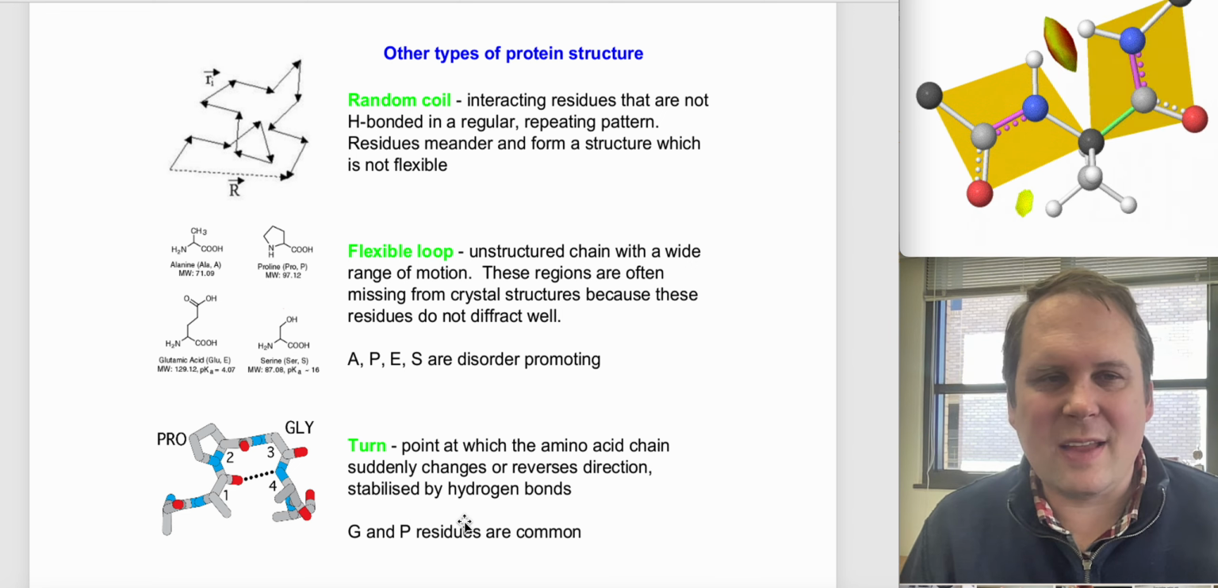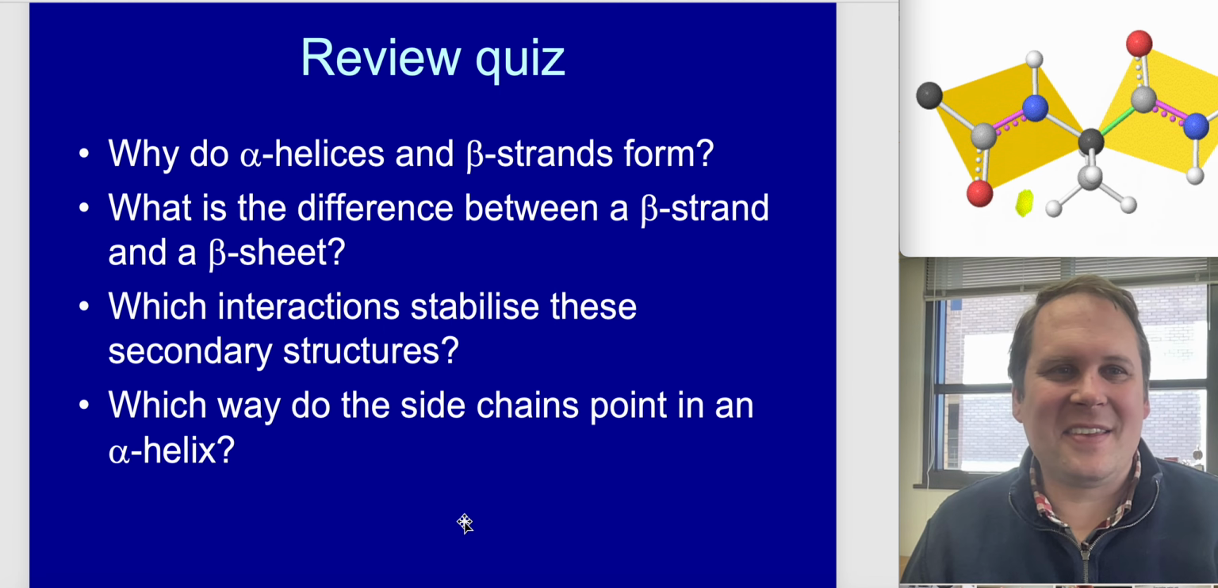Flexible loops can sometimes become rigid when they bind to and hydrogen bond with the right protein. So they can be like a key that won't unlock and won't adopt a particular conformation until the right molecule comes along. So that's the idea behind your flexible loops.